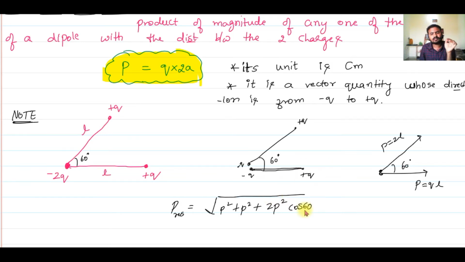Now cos 60 is how much? It's 1 by 2. So that 1 by 2 and this 2 will get cancelled, right? Then what you have is root 3 times p. Because this is root of p square plus p square plus p square, which is root of 3p square, and p square can be taken out of the square root, so it becomes just p. So the resultant dipole moment is root 3 times p, and what is p? P is q into L, so root 3 times q into L will be the resultant dipole moment.